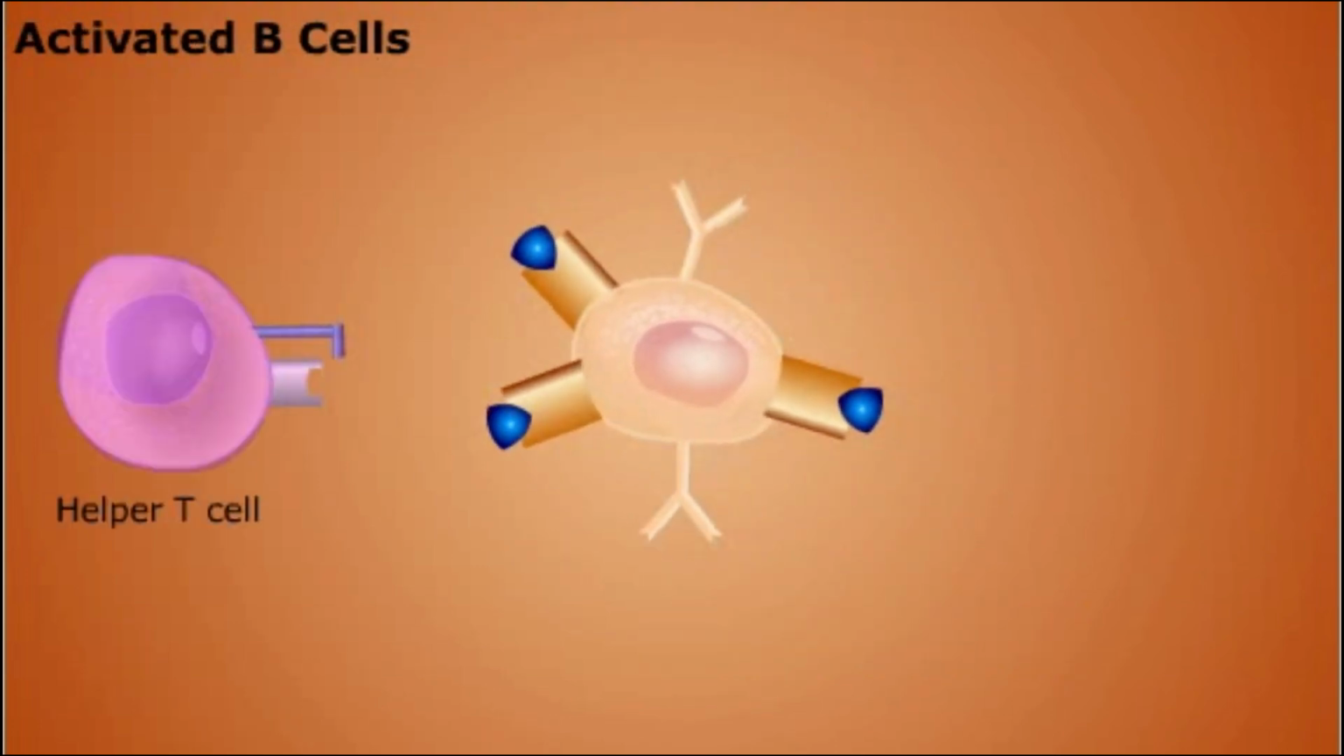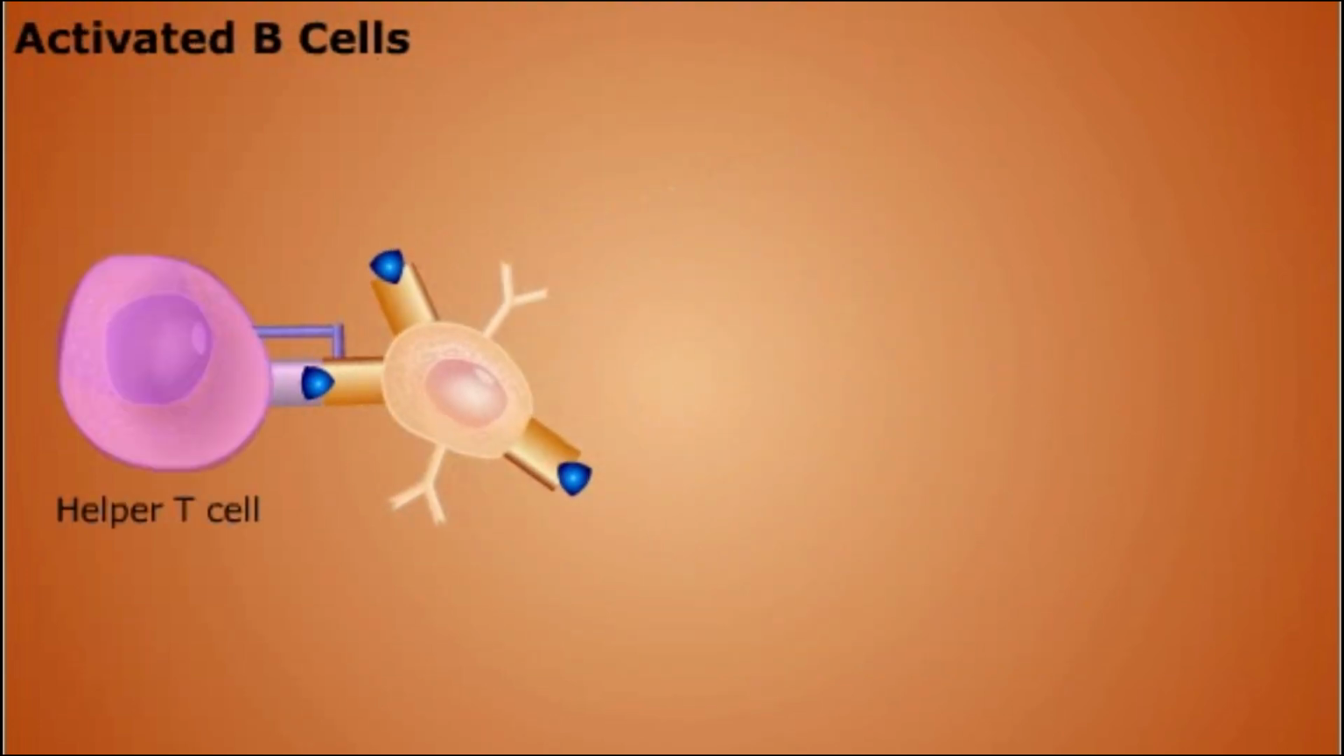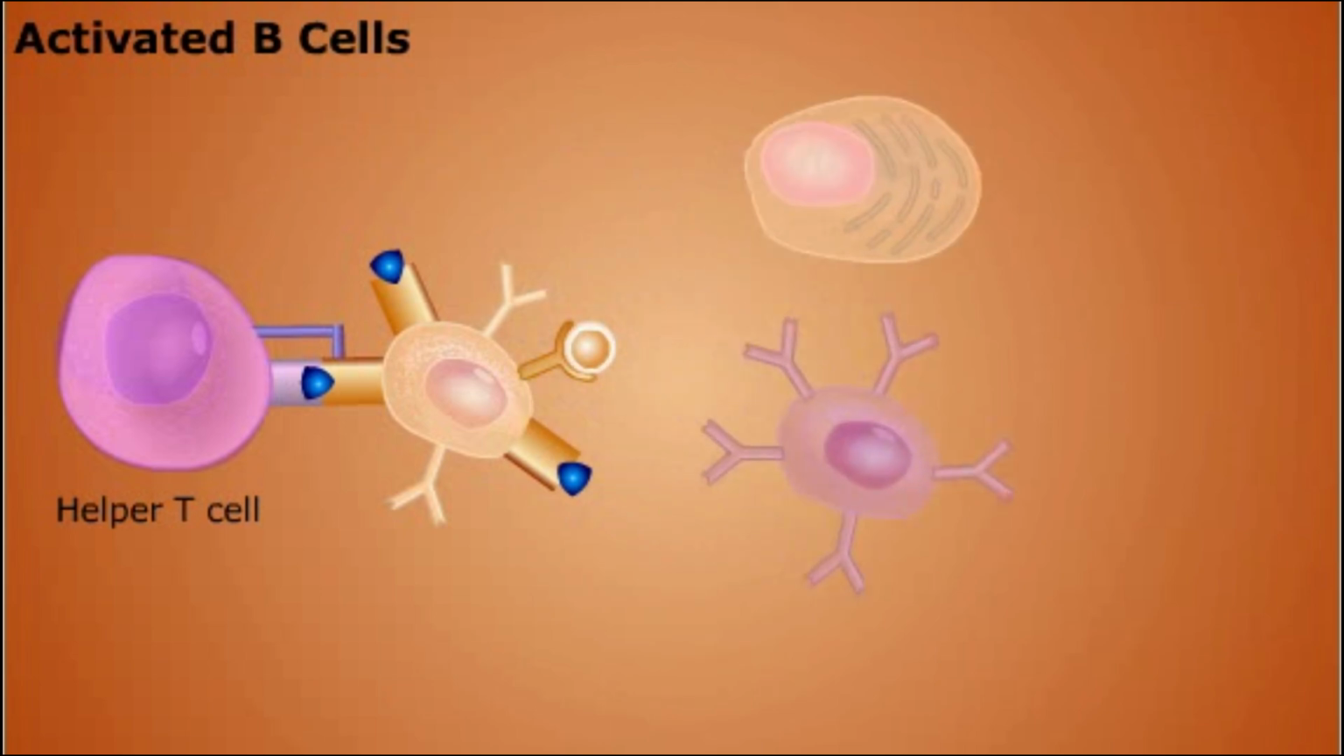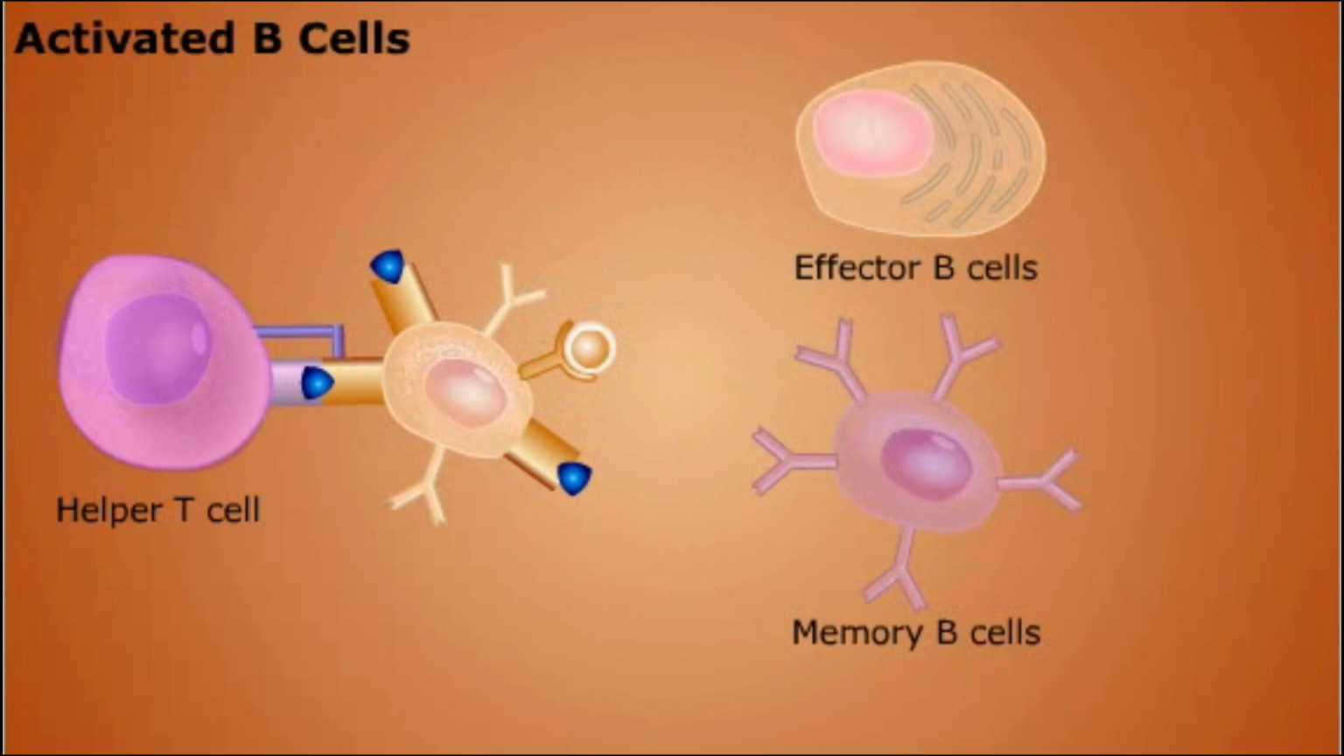A helper T cell with antigen receptors for the presented antigen will interact with the B cell. The helper T cell secretes interleukin-2, which activates the B cell. The activated B cell divides many times to produce memory B cells and effector B cells.